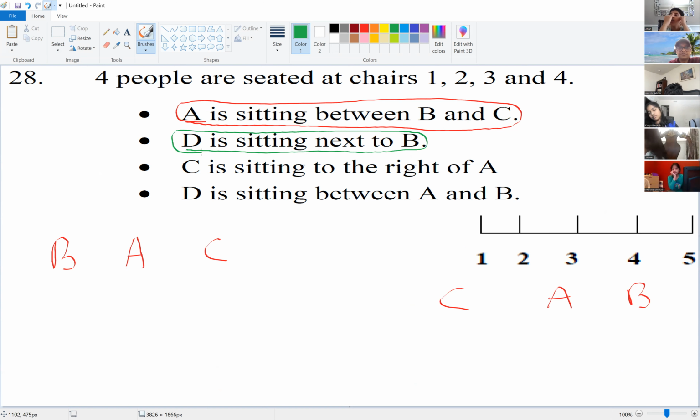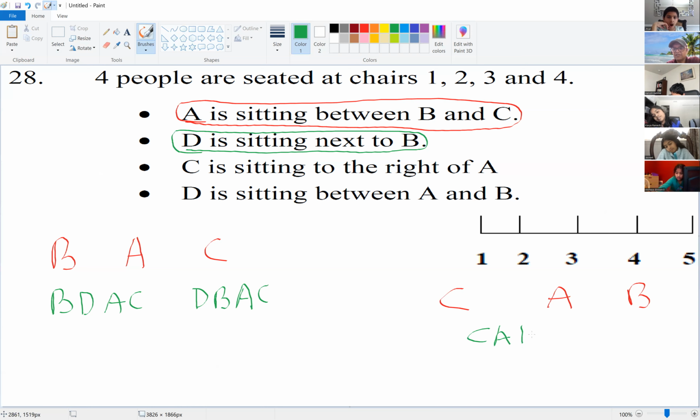D is sitting next to B, meaning it can't be BAC as is. So it has to be CADB, or you could have BBAC. Correct? Yeah. Now the next one, D is sitting next to B. So this one could be CADB or CABD. So that's a second clue.